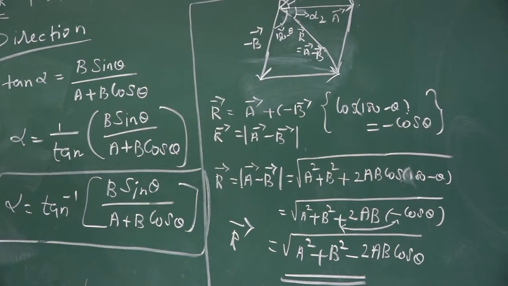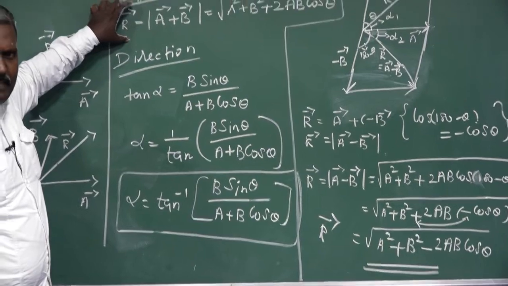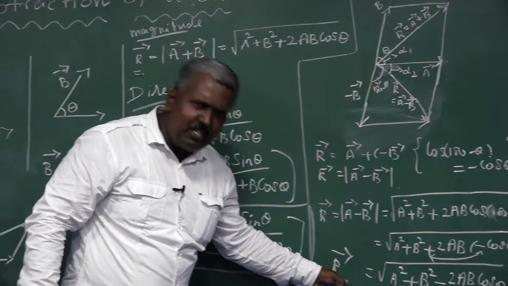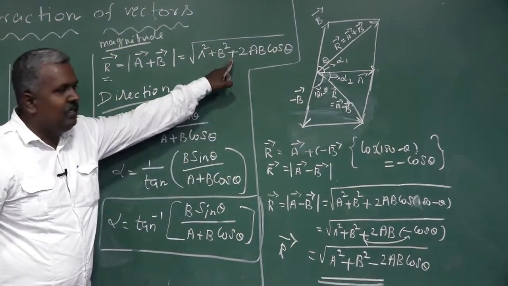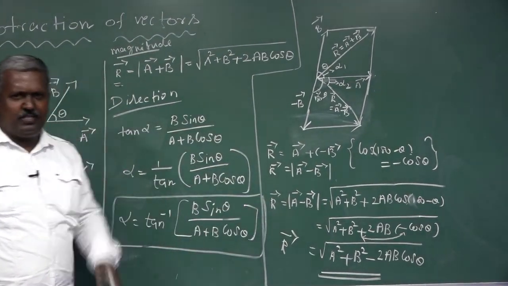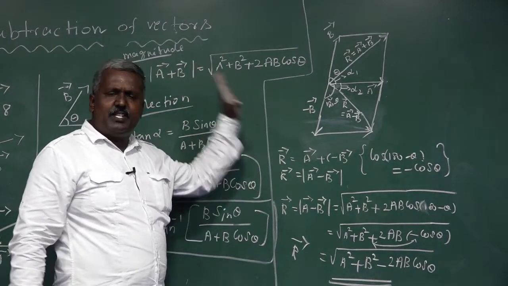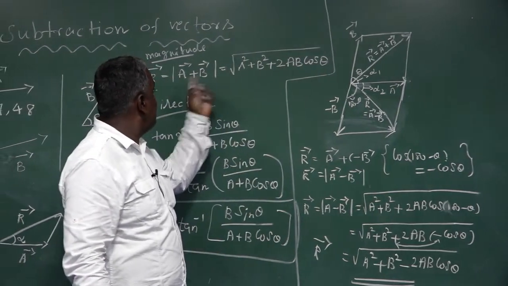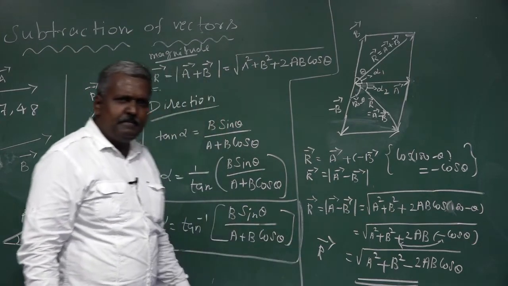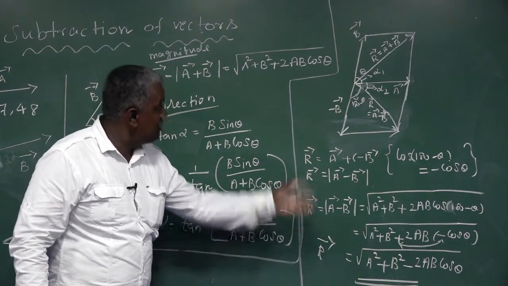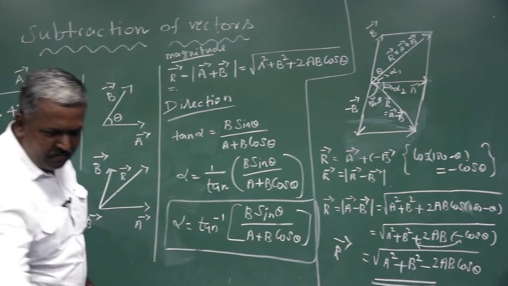See now, this is for addition of vectors, and this is for subtraction of two vectors. What is the difference between these two resultant vectors? Only plus and minus. Root of A square plus B square plus 2AB cos theta is the resultant vector in addition of vectors. In subtraction of vectors, it is root of A square plus B square minus 2AB cos theta. That is the resultant vector.